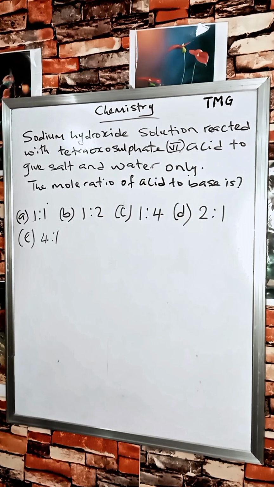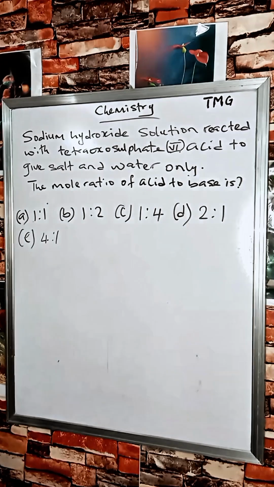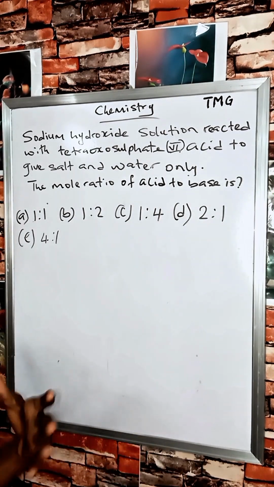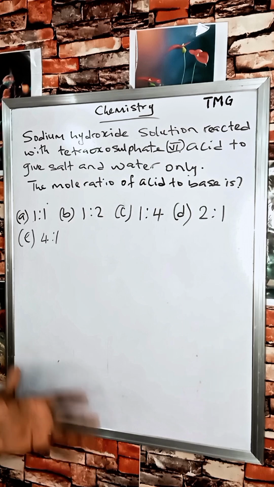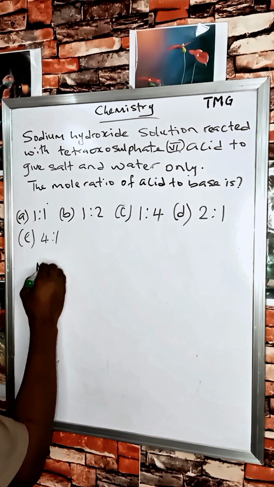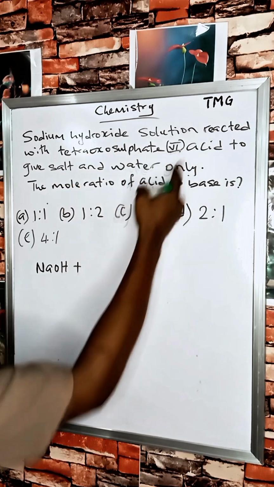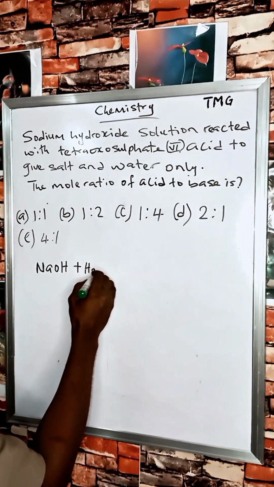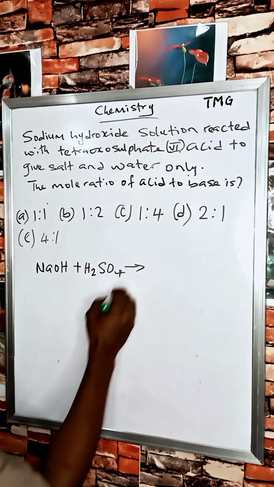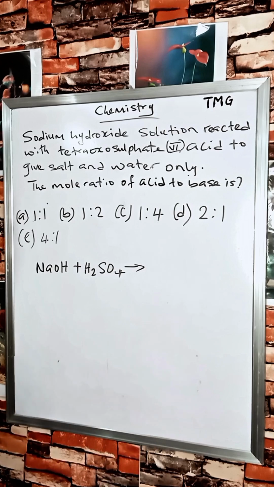So for us to solve this question, we are going to provide the equation of reaction for this process. Then from there, you can derive our mole ratio. So sodium hydroxide is NaOH plus tetraoxosulfate is H2SO4 to give salt and water only. No other substance was formed, it's only salt and water.